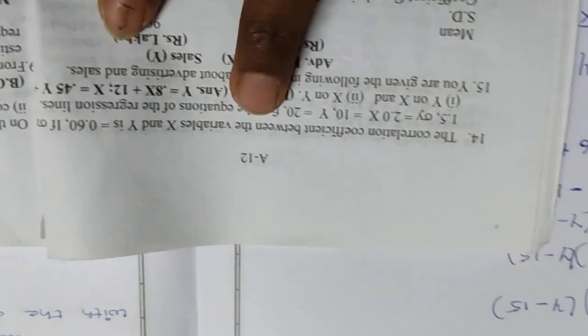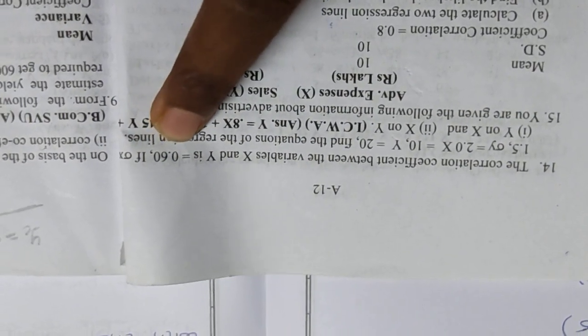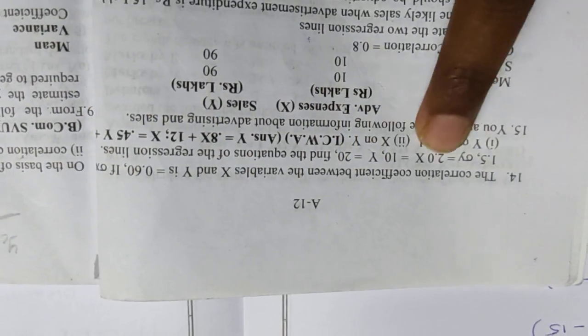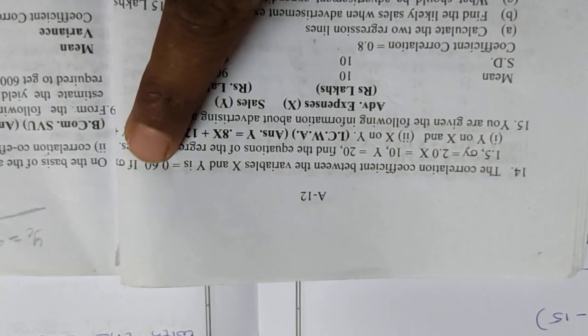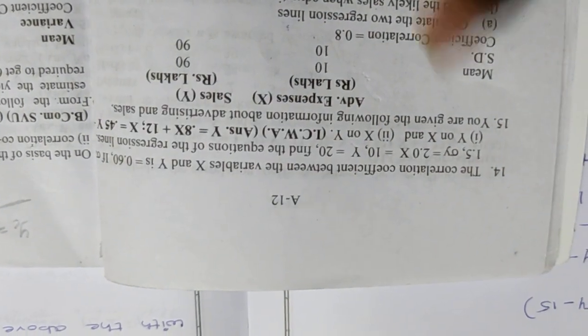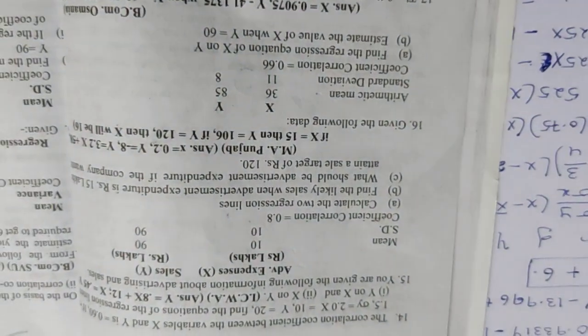The correlation coefficient between the variables x and y is 0.60, meaning r. R is how much here? 0.60. If sigma x is 1.5 and sigma y is 2.0, x bar is 10 and y bar is 20, find two regression lines, meaning you have to find two regression equations. Y on x you have to find, x on y you have to find. That is the 14th. After the 14th, next do the 16th sum.